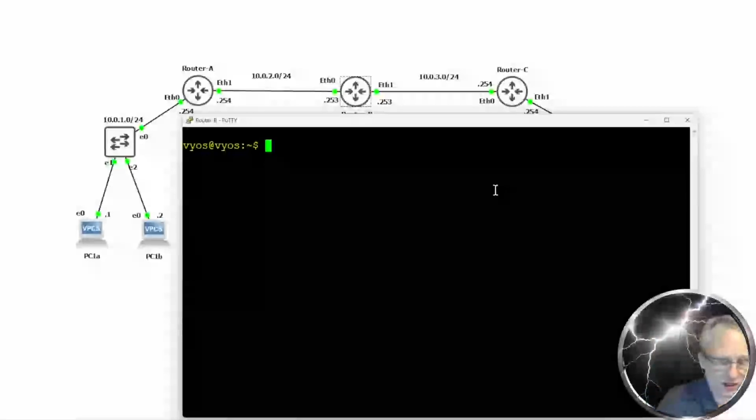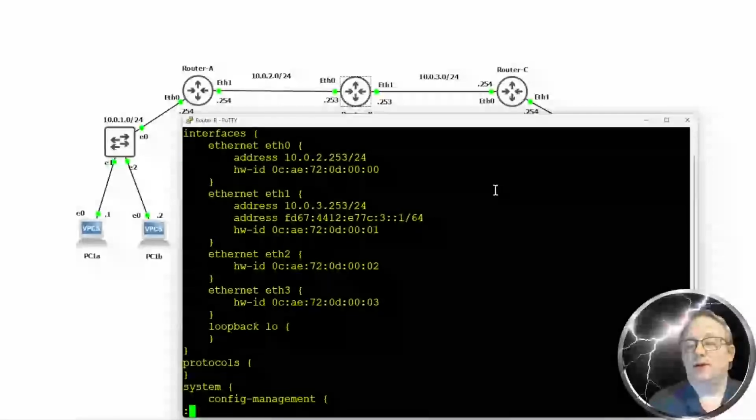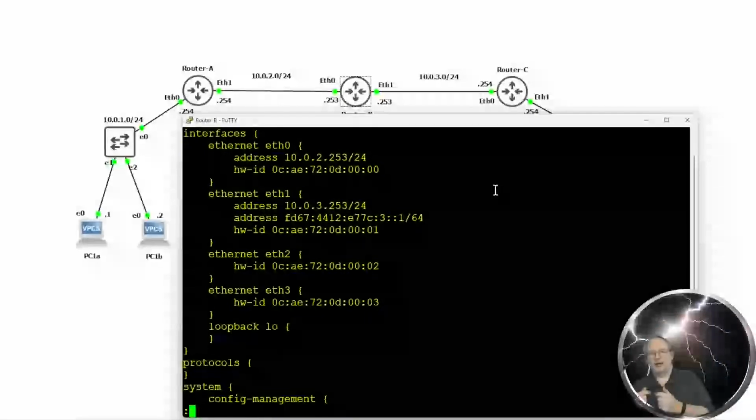Now, we can check these by doing, say, show configuration. We can see Ethernet 0 has an IP address, and it is correct, 10.0.2.253/24. All right, that looks good. And Ethernet 1 is also configured, with an IPv6 address nonetheless, but we're not going to go into that one. It is configured with 10.0.3.253/24, and it's active, it's up, it's running.